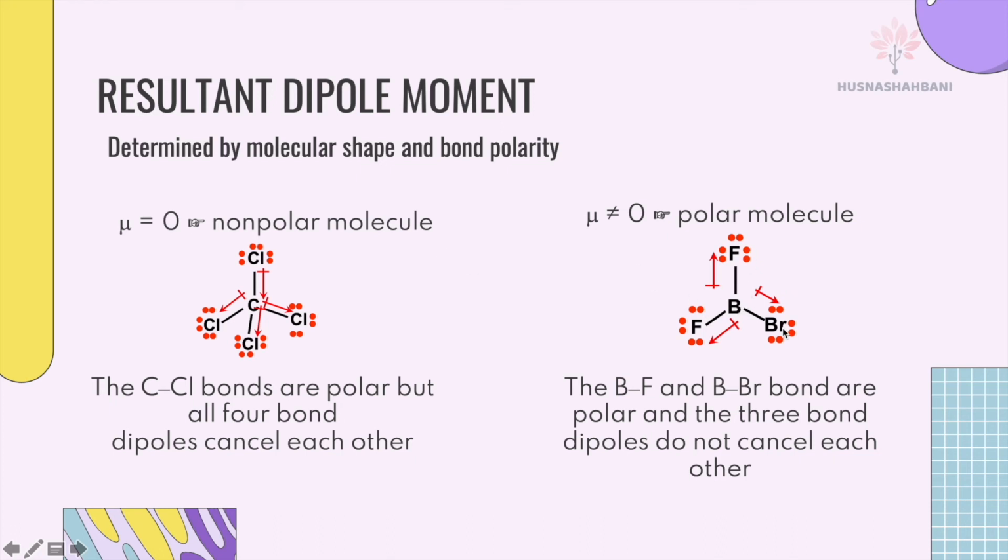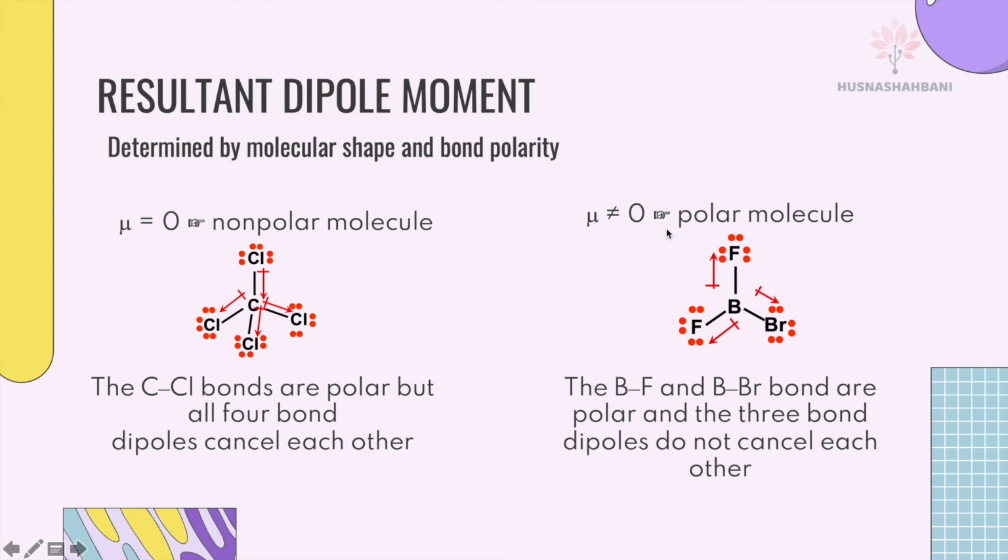Next, BF2Br. The B central atom is bonded to F fluorine atoms. This bond is a polar bond because they have different electronegativity. F and B have different electronegativity. This is also a polar bond, and B bonded to Br is also a polar bond because they have different electronegativity. The electronegativity difference values of B and F and B and Br are different.